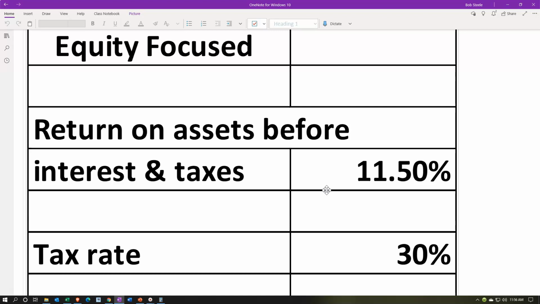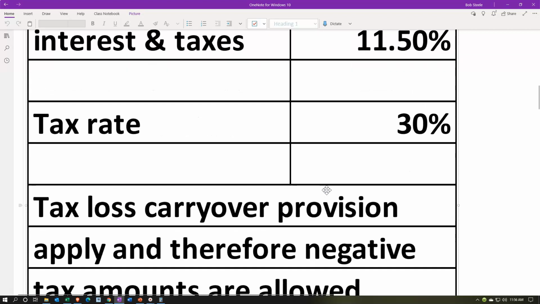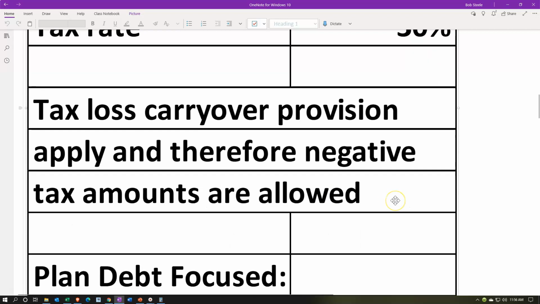We're going to say that return is going to be 11.5% before taxes and interest. The tax rate, 30%. Then if there's any loss that we're going to be calculating, notice that if you have a loss on taxes, we have to think about, well, what's the tax effect on the loss? Because they're not going to give us money if we lose money, right? Well, they might give us money if we can roll it back or roll it forward.